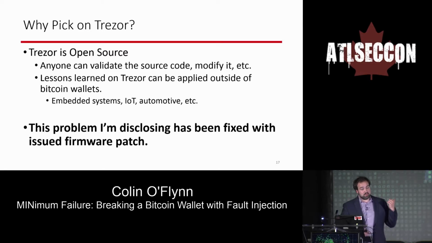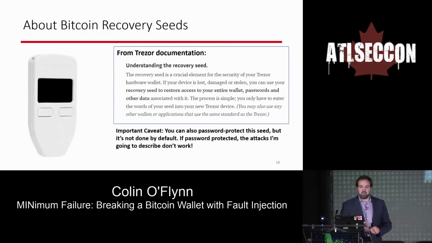What I'm talking about in particular was fixed with a firmware patch a month or two ago. So the exact issue I'm disclosing has also been fixed on this hardware itself. What I'm looking at is something called the recovery seed. From the Trezor documentation up here, it tells you that the recovery seed is this critical element for security of the wallet.